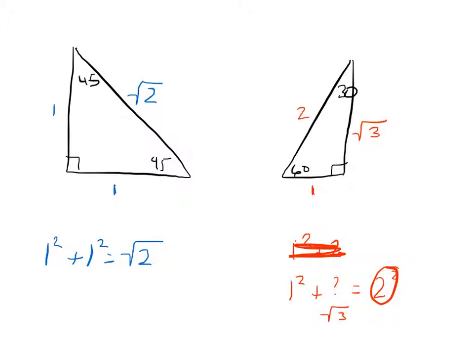Okay. All 45, 45, 90 triangles have that same ratio of, we say, 1 to 1 to the square root of 2. And all 30, 60, 90 triangles have a 1 to 2 to the square root of 3 sides. Noting too that the longest side is the 2. The square root of 3 is going to be 1 point something.